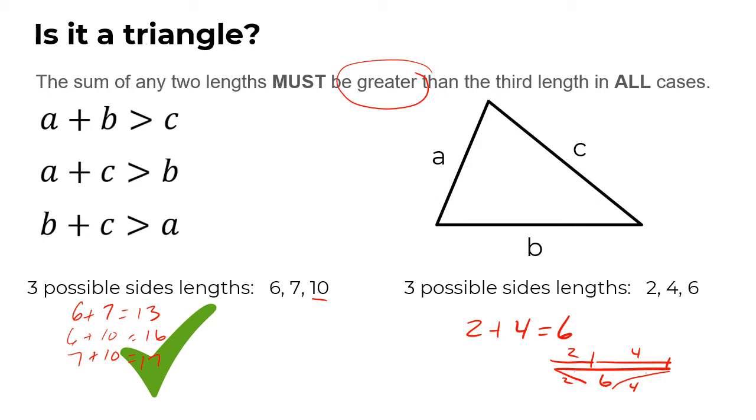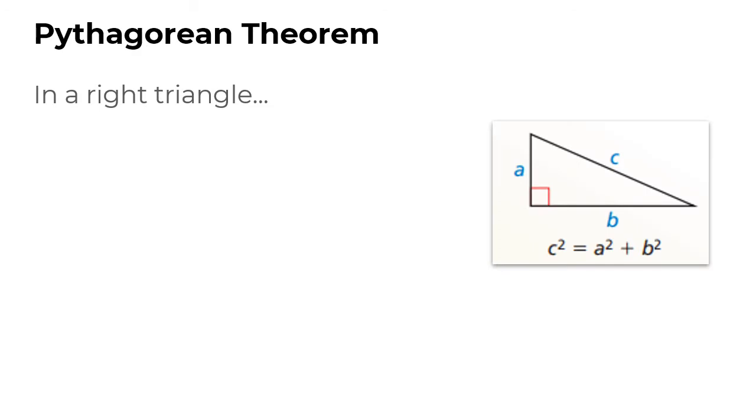So indeed, this one here is not a triangle. Just add two numbers and make sure that that's greater than the third side. Do that in all cases to determine whether or not it's a triangle. Now let's get into Pythagorean theorem.